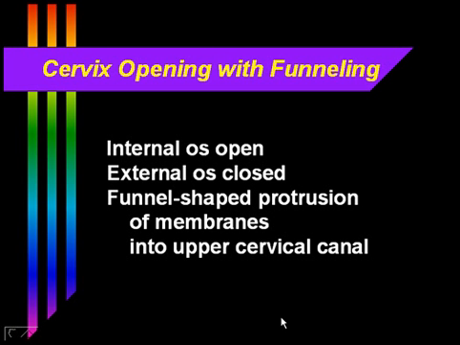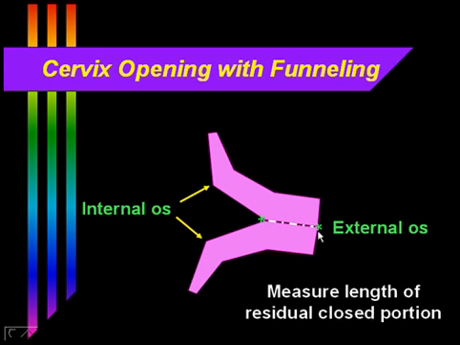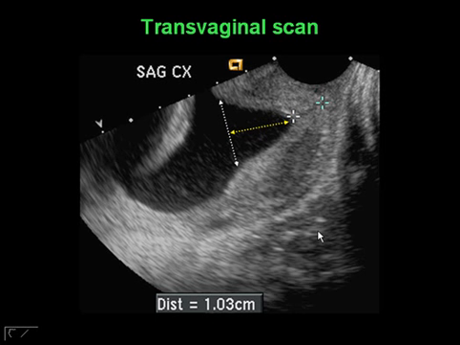Sometimes the internal os will open, but the external os will remain closed, and what you'll have is a funnel-shaped protrusion of membranes into the upper cervical canal. This is a diagram showing that. When we have this, we measure the residual length of the cervix from the amniotic space to the external cervical os, as you can see here. And it's the residual closed portion of the cervix that helps us know what the risk is of preterm delivery.